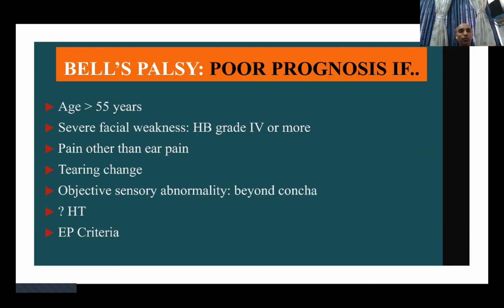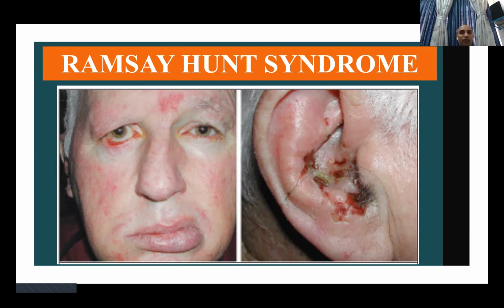Bell's palsy will do very badly if the patient is elderly, or if there is severe facial weakness. If there is pain other than the ear pain, or if there is any involvement of the tearing change, that means the entire nerve is involved. If there are objective sensory abnormalities, especially beyond the concha, or associated hypertension, it has been shown to have a poor prognosis, and obviously the electrophysiological criteria that we talked about in so much detail.